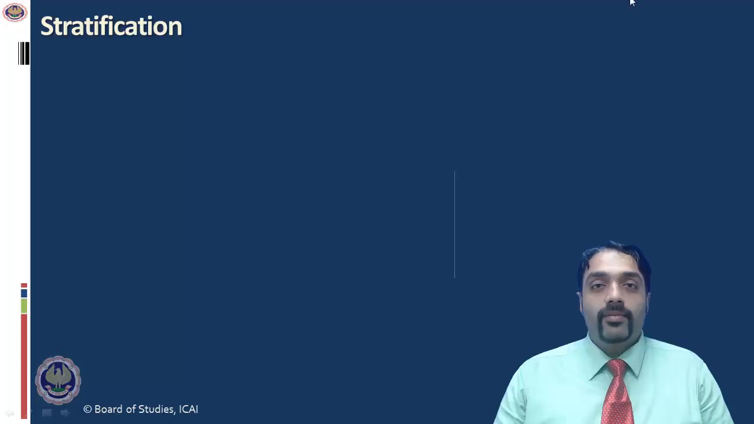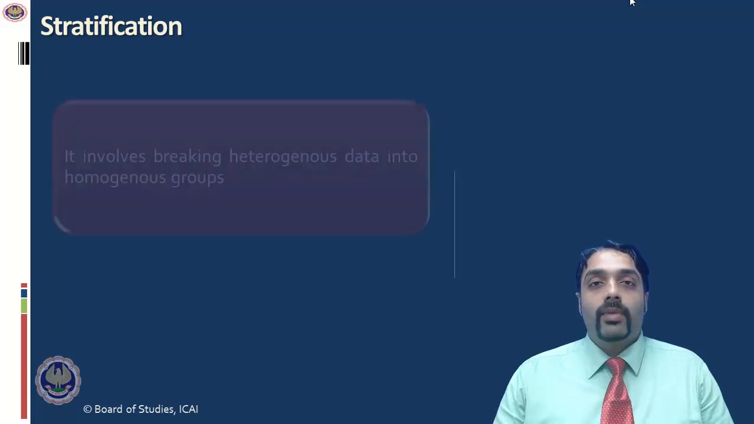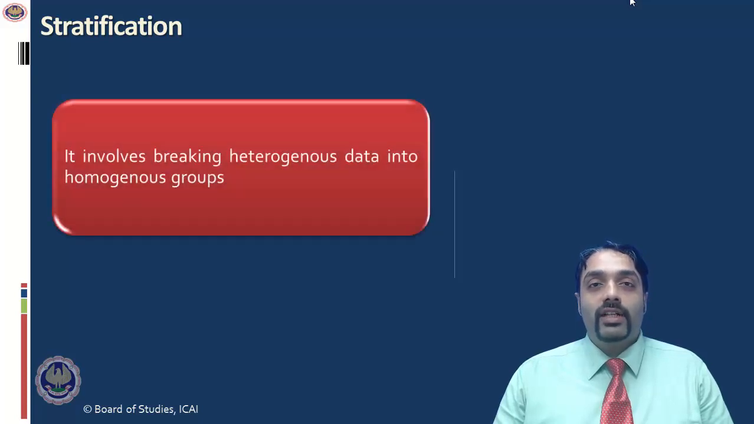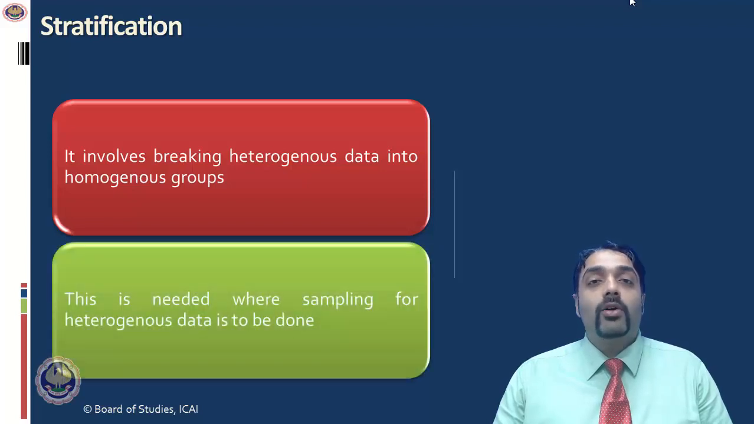Stratification is the next thing. Stratification is an extension to sampling. Many times we have heterogeneous data, that is, data in which all elements are not of equal type. In that case, we would like to first categorize the given data into homogeneous strata or homogeneous groups, and from each such homogeneous group, we would like to derive elements of our sample. The sample should be representative of the data, but the data itself is heterogeneous.